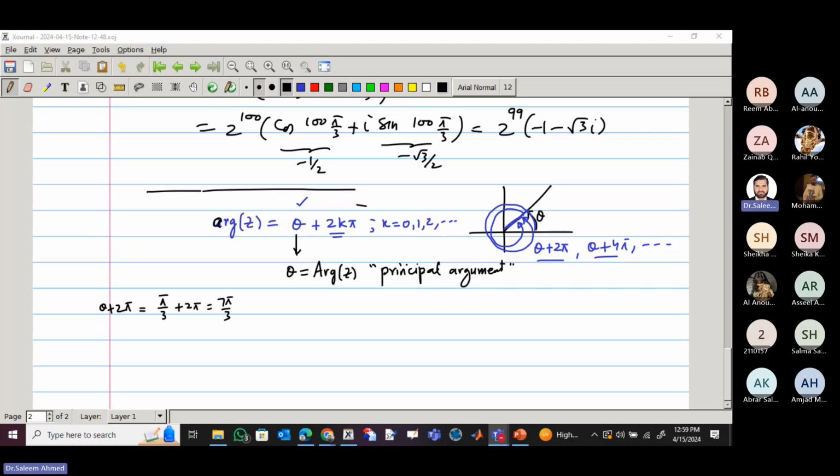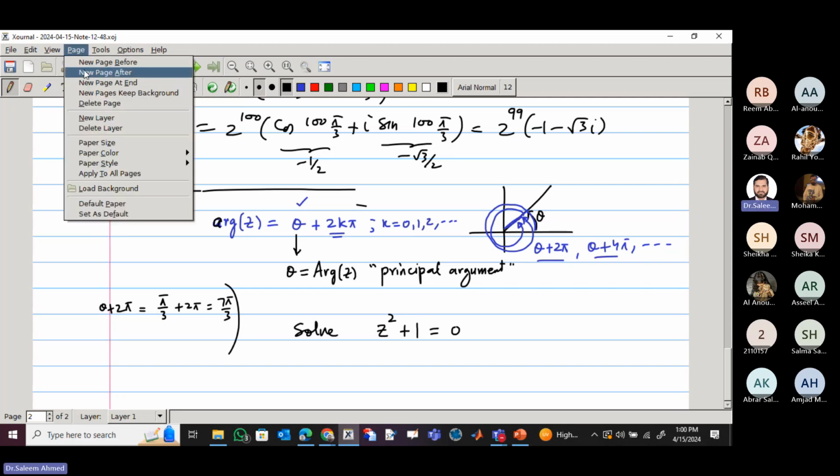Sometimes we can use this polar form and De Moivre's theorem to solve equations. For example, if someone asks you to solve z cube minus 1 equal to 0, or let's say, solve z square plus 1 equal to 0. You know that there is no real solution for that, right?